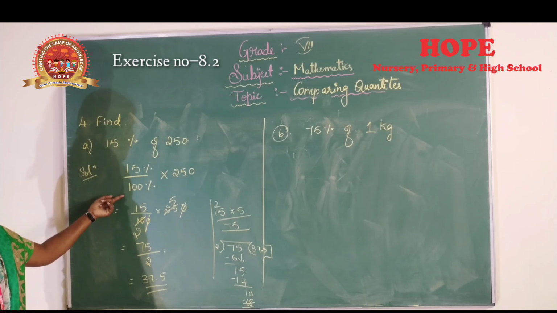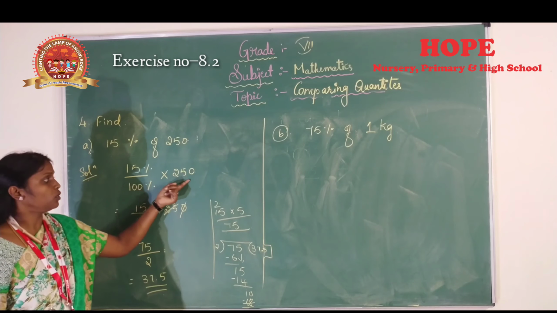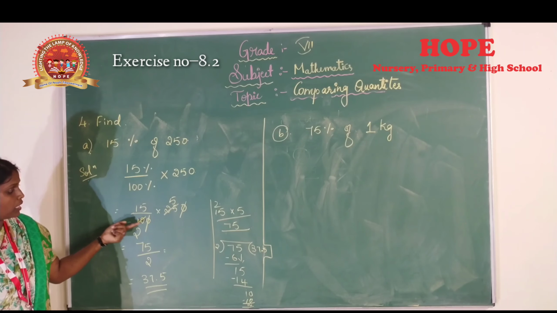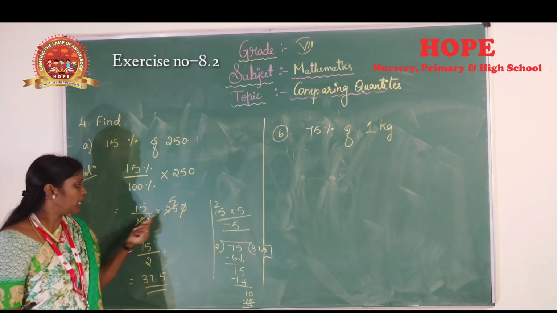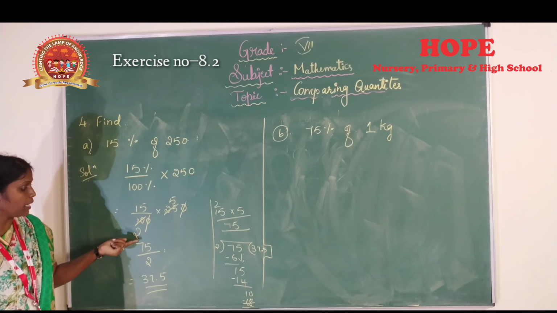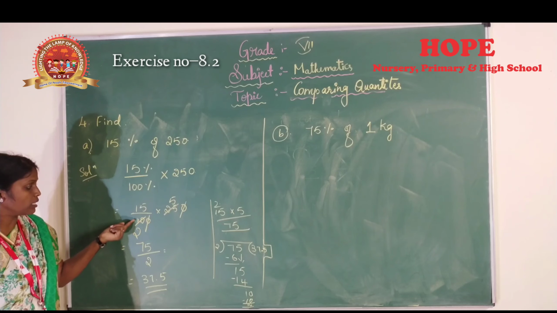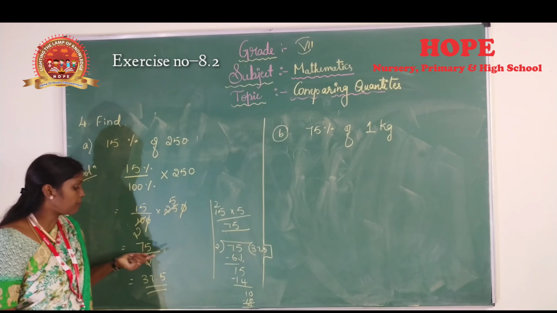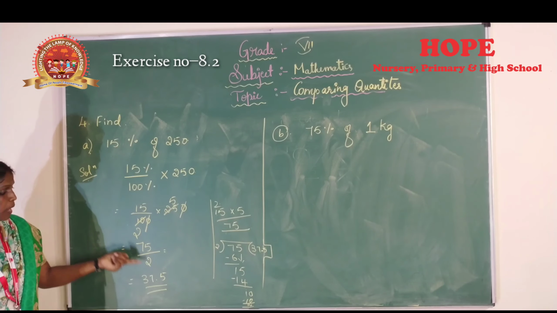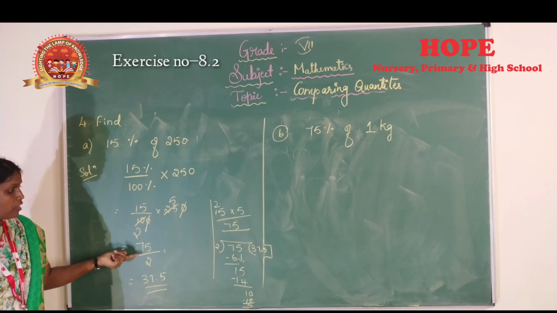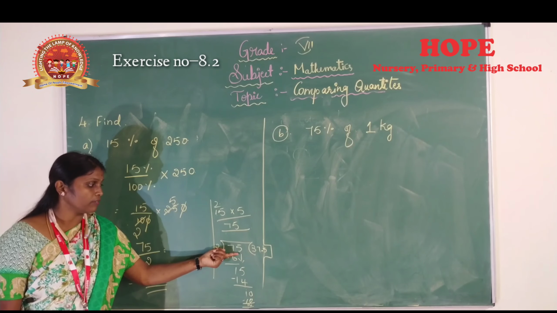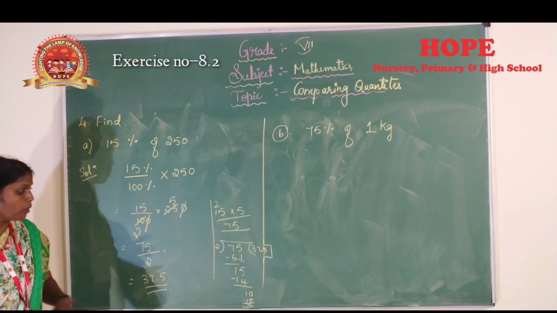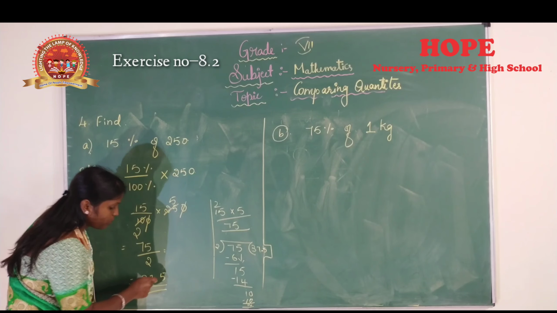So 15% of 250: 15% divided by 100% into 250. This 15 we have taken as usual down. 100, the two zeros cancelled out. Then we have divided 10 by 5: 5 2s is 10 and 5 5s is 25. 15 into 5 is nothing but 75. And 2, as it is, is there in the denominator. We have done the division 75 by 2, so we have got the answer 37.5. This is how we convert it.